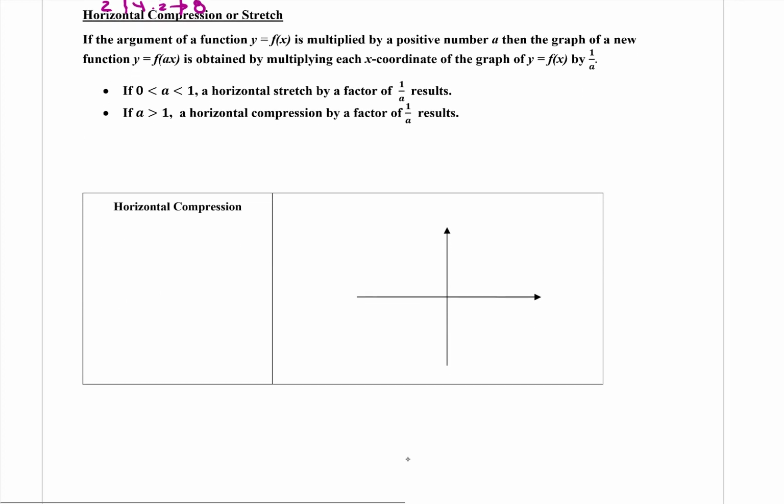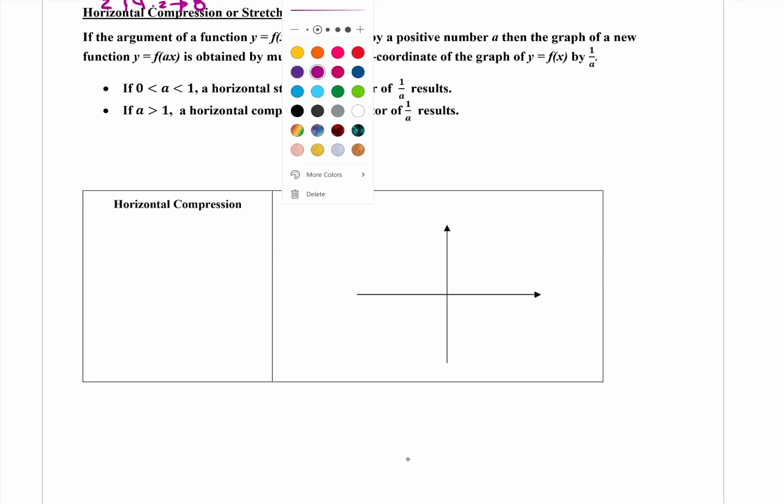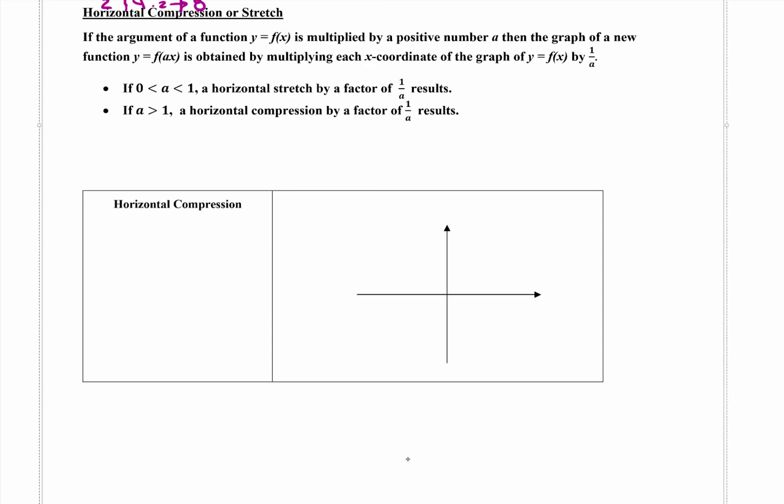All right, let's go ahead and move on. I didn't write down the domain and range for that one, but you should know the domain is all of the reals, and the range is the half-closed interval from 0 to infinity.